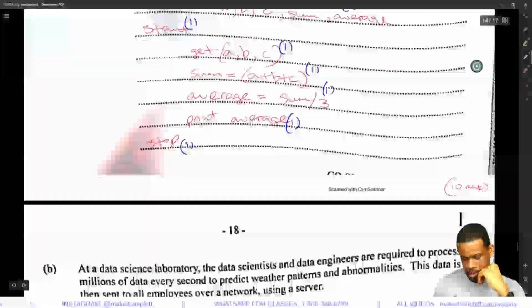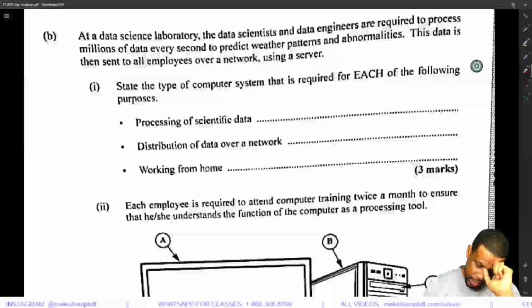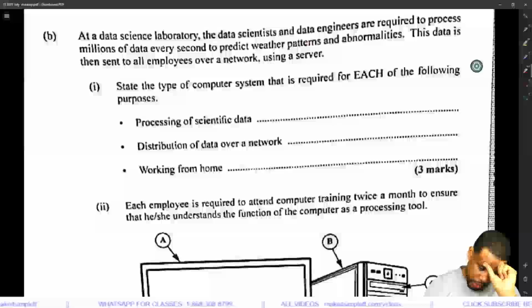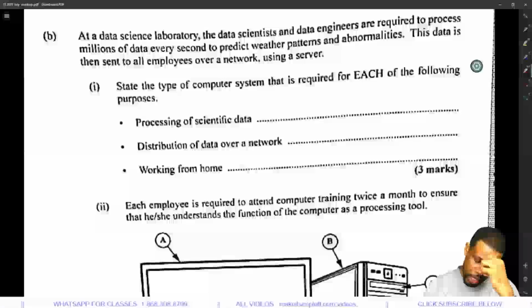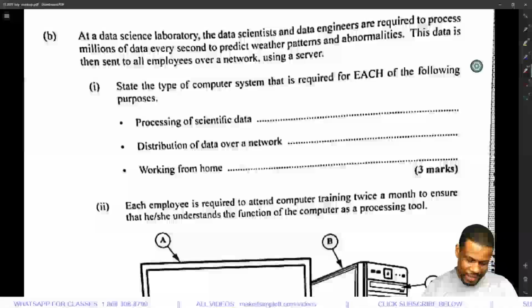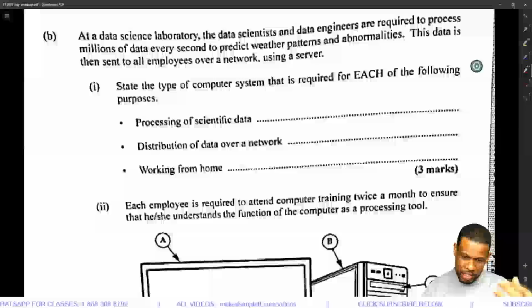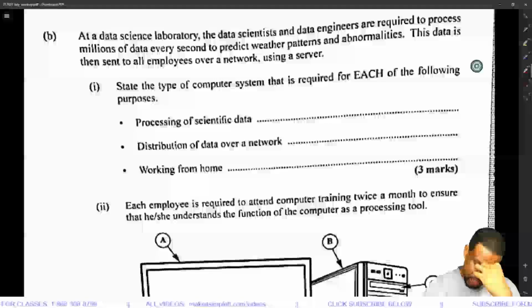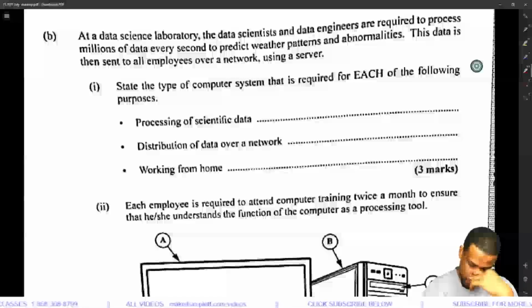Alright, cool. To data science library, data scientists and data engineers are required to process millions of data every second to predict weather patterns and anomalies. This data is sent to all employees over a network using a server. Alright, this scenario is kind of interesting. Remember I told you that some of the scenarios would be around data scientists or data engineers or that kind of stuff, right? So the type of computer system that is required for each of the following purposes.